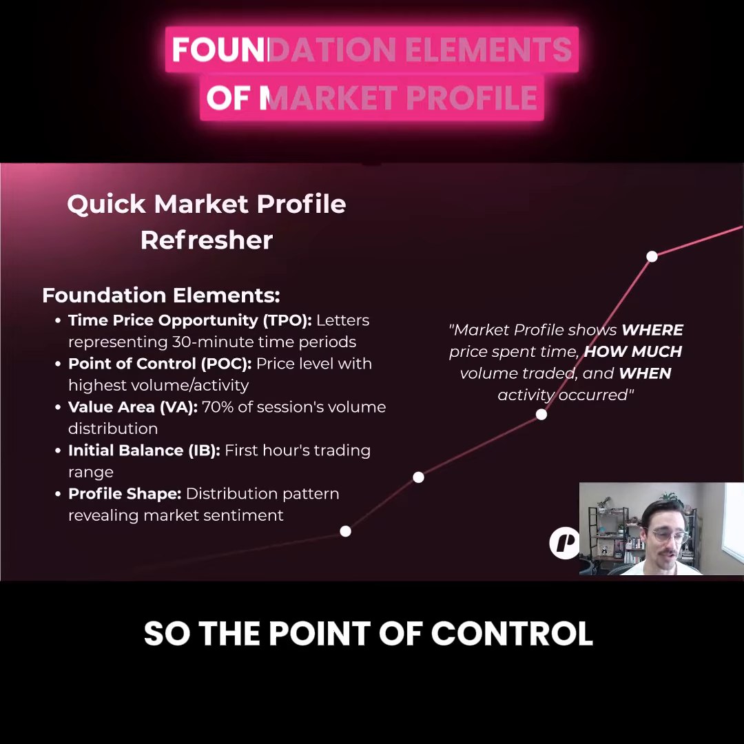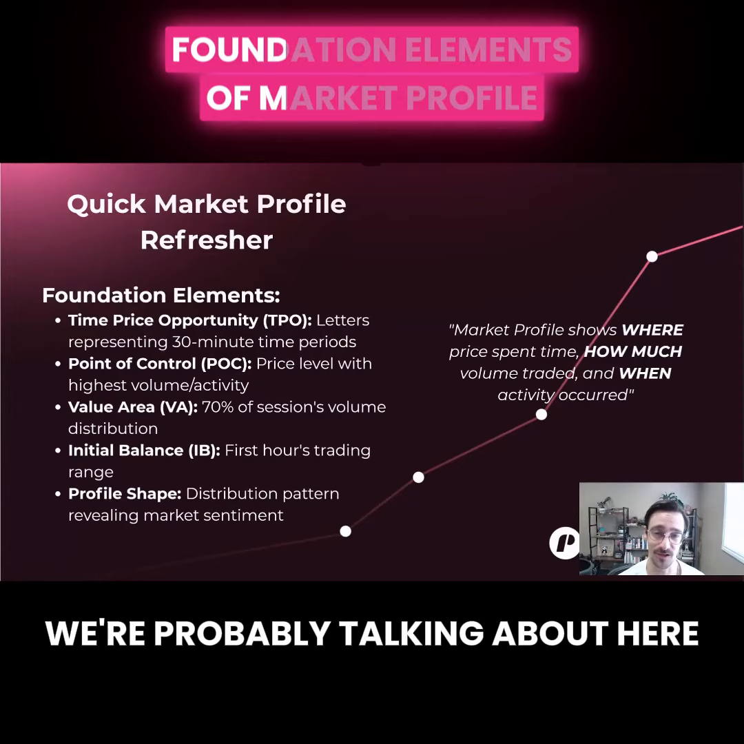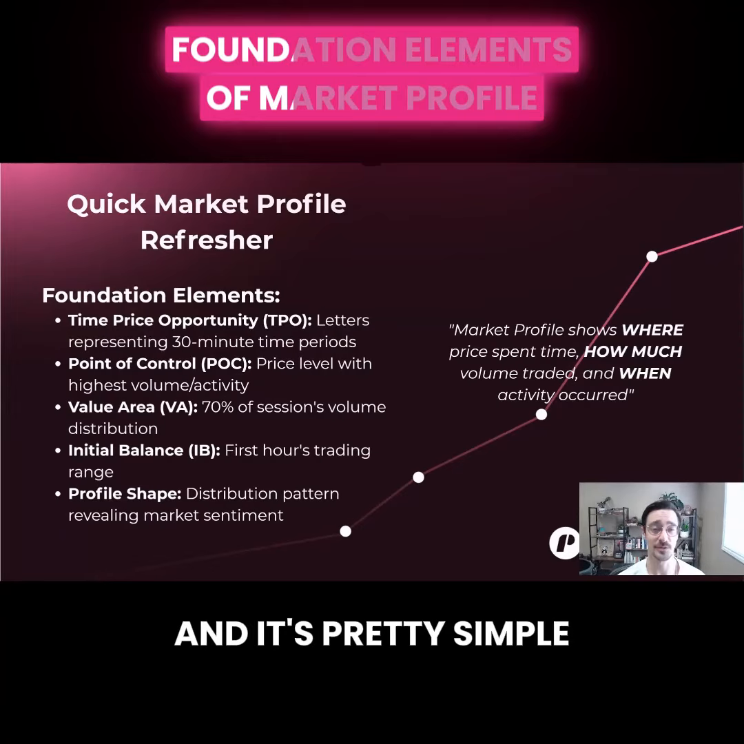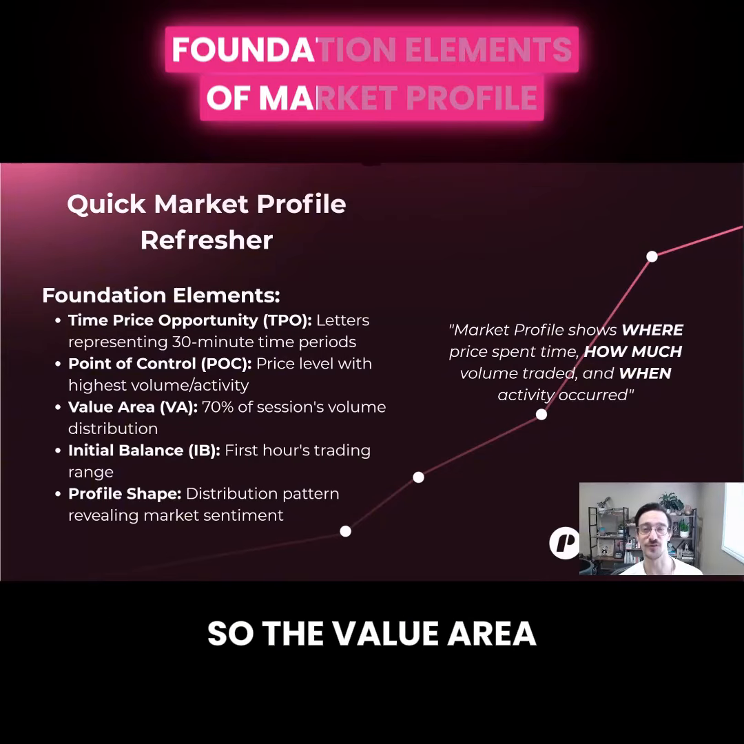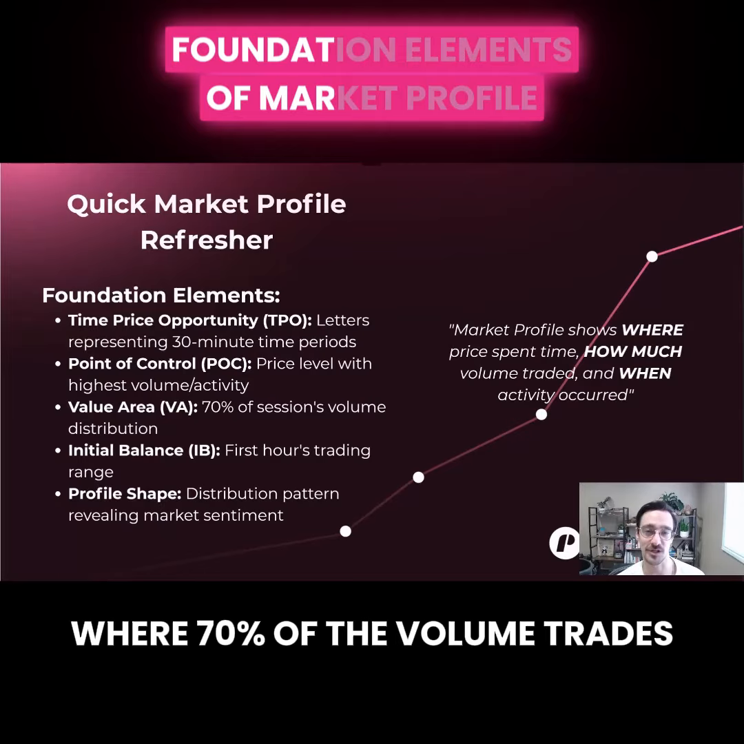So the point of control is probably the most important thing that we're talking about here in terms of terminology. And it's pretty simple. The point of control is just the price level where the highest volume has been traded. And then you have your value area. So the value area is the area of the daily price action where 70% of the volume trades.